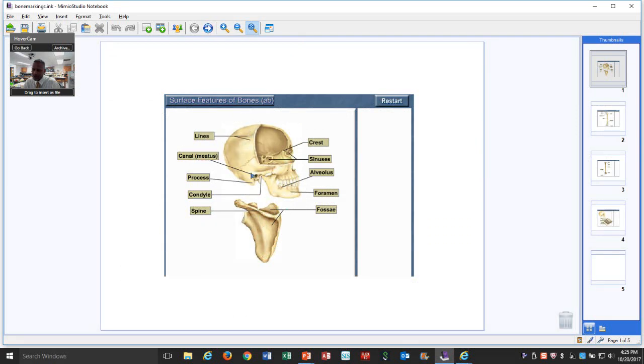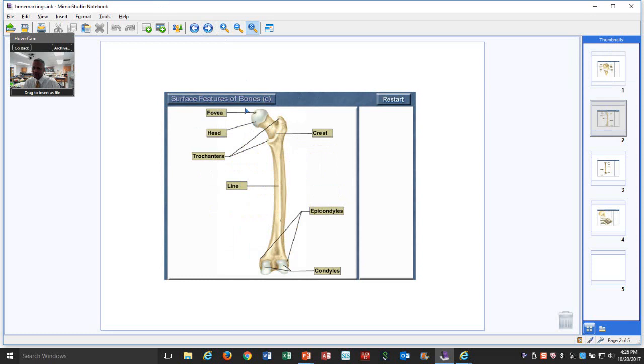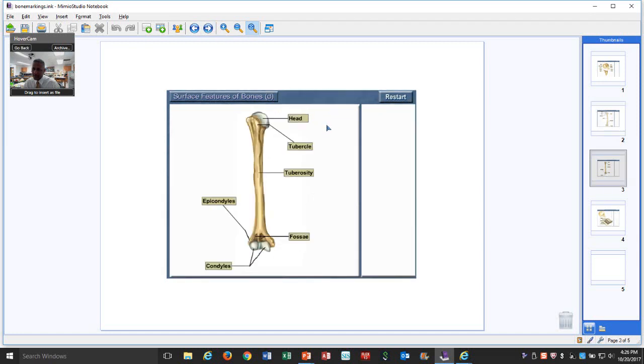You have lines. You have this meatus, a process, a condyle, fossa, like a little depression, a foramen, that's an opening. You have alveolus, sinuses, crest. There's a whole slew of terms. Fovea, the head of the bone, the neck of the bone, which you don't see in this picture, but crest, lines, epicondyles, condyles, these little circular surfaces here. All right, there's the head there. Tubercles, tuberosities, and so there's a lot to see there, other than just saying, hey, that's the humerus bone. Well, there's stuff going on there.